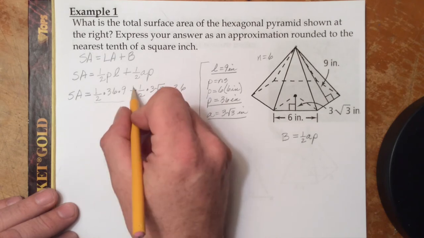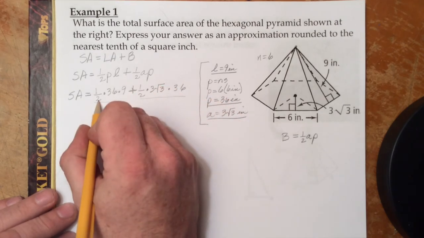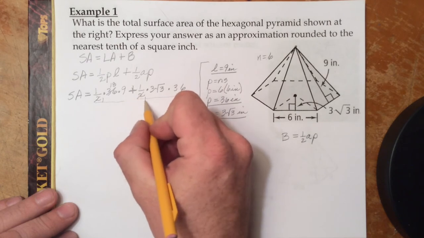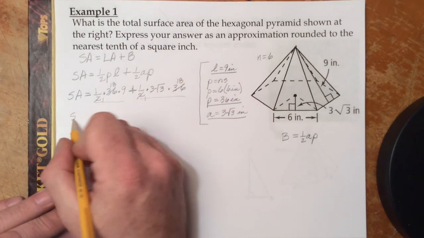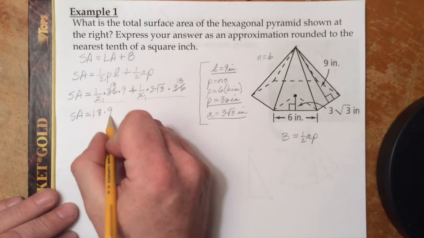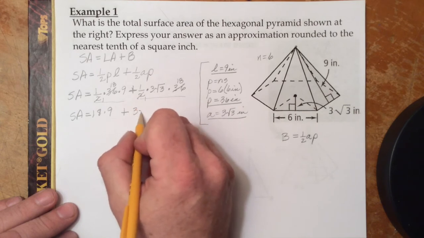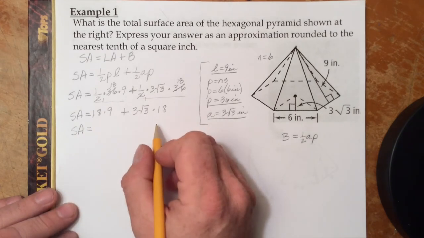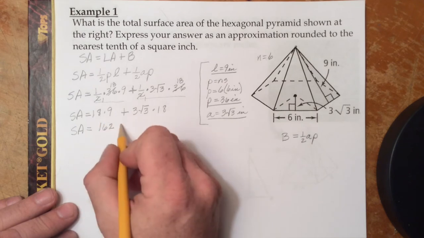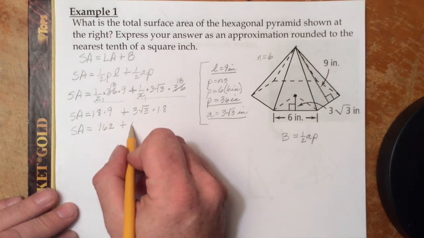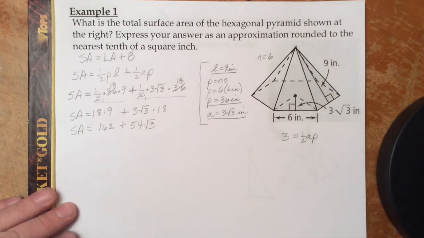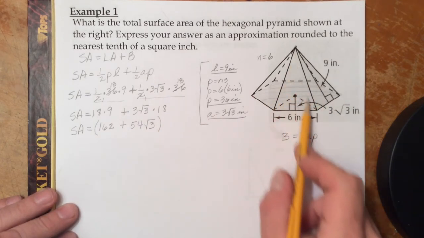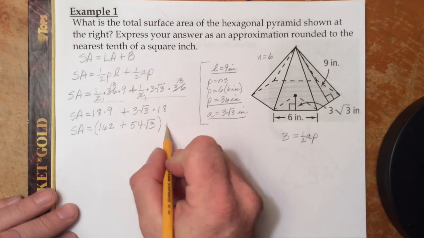We have two terms here, the one there and one here. We can take half of 36: 2 goes into 2 once, 2 goes into 36 18 times. Over here also 2 goes into 2 once, 2 goes into 36 18 times. Getting rid of our fractions, we now have 18 times 9 plus 3 times the square root of 3 times 18. Now we can multiply the numbers in each term. We have 162, 18 times 9, plus 3 times 18, which is 54 times the square root of 3. This would be the exact surface area of this pyramid, the base and all its triangular lateral faces together, in square inches.